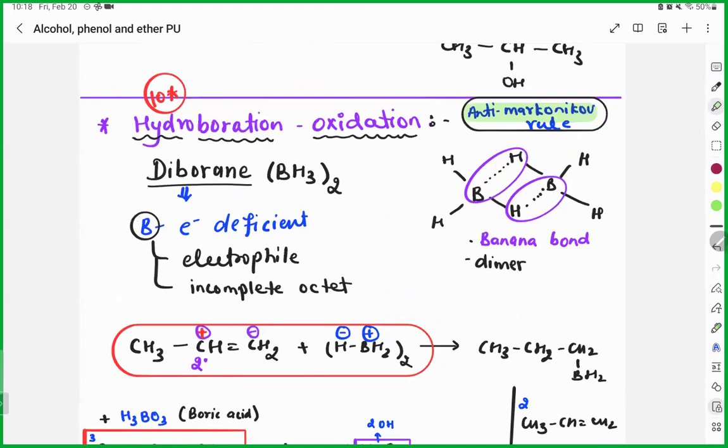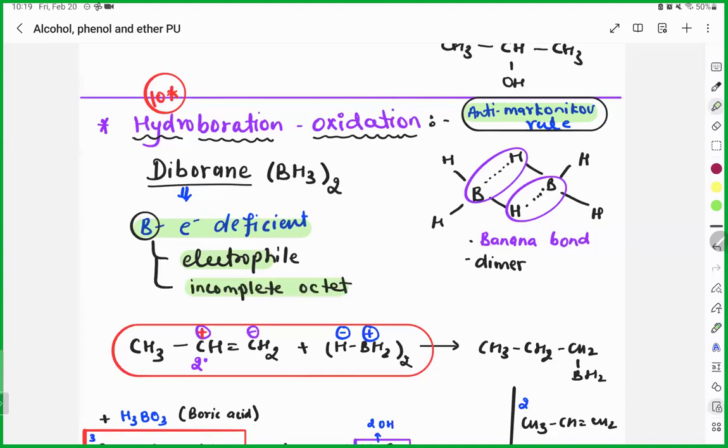In the last situation, you were having a nucleophile, water. Here we are using an electron deficient molecule, BH3, borane. And because it is two molecules, that's why it is diborane. So it is an electrophile with an incomplete octet, so it wants to attract more electrons toward it.